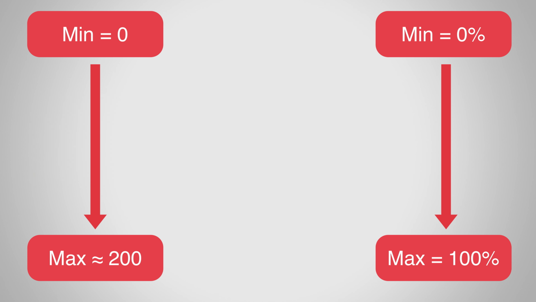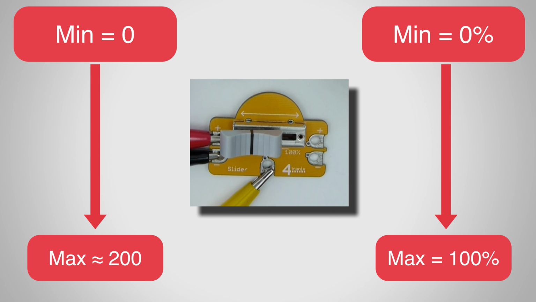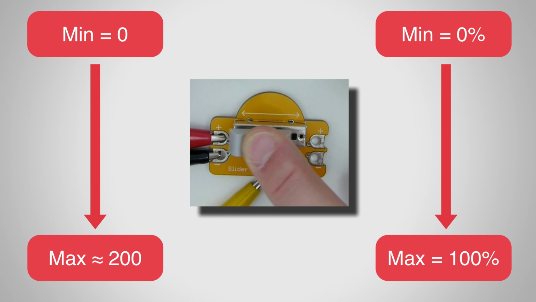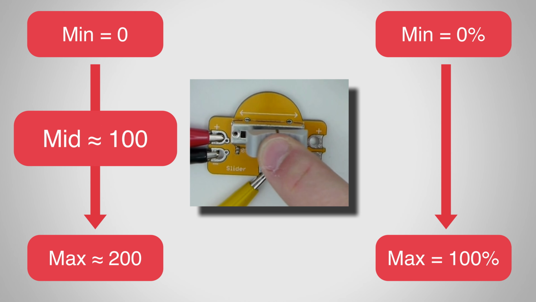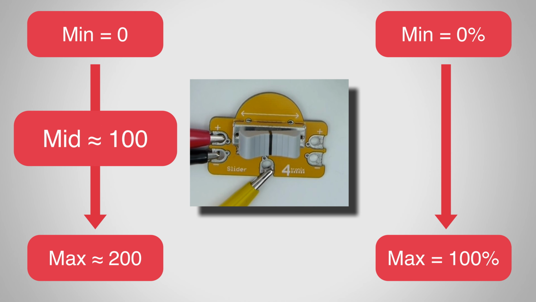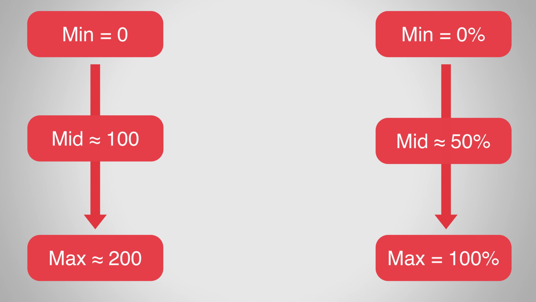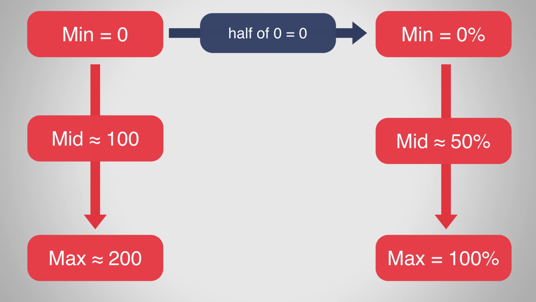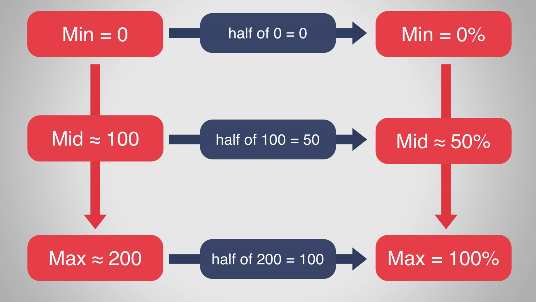Take a look at the values I have available and the values I'm trying to achieve. When the slider is all the way down, it will give a value of 0, and I want a value of 0. When it's all the way up, it will give a value of 200, but I want a value of 100. And when it's halfway, it will give a value of around 100, but I want a value of around 50. We can easily use maths to convert these numbers. All we have to do is halve them. Half of 0 is 0, half of 100 is 50, and half of 200 is 100. Let's look at how we can do that within our crumble.